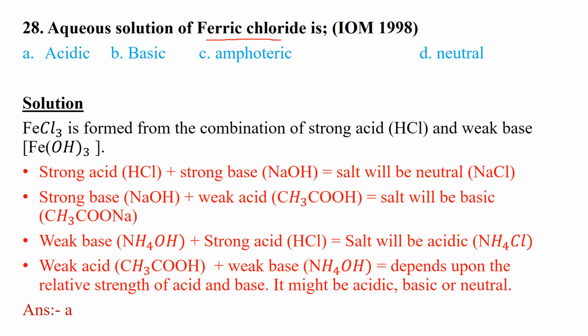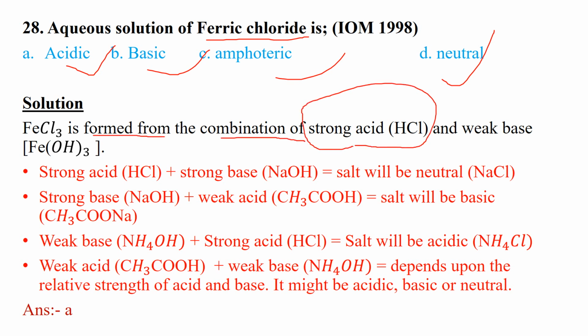Aqueous solution of ferric chloride is, right? What is the nature of aqueous solution of ferric chloride? Is it acidic, basic, amphoteric or neutral? We have to know this. We know that ferric chloride is formed from the combination of strong acid HCl and weak base ferric hydroxide. So we have to just notice which one is strong. Acid is strong, so the solution will be acidic.